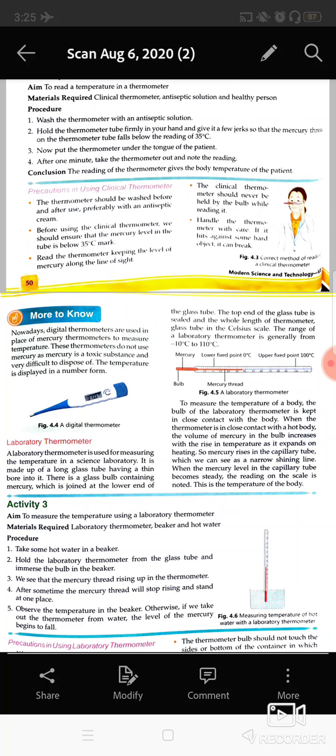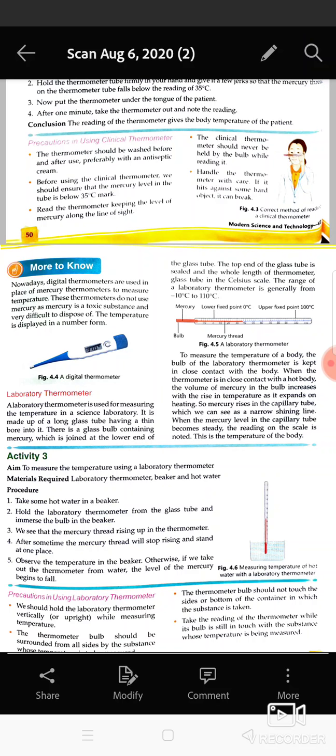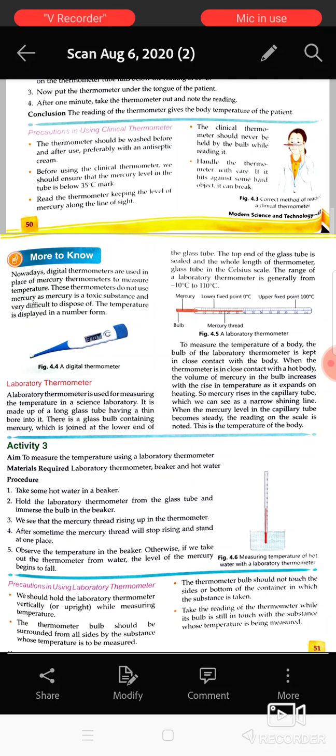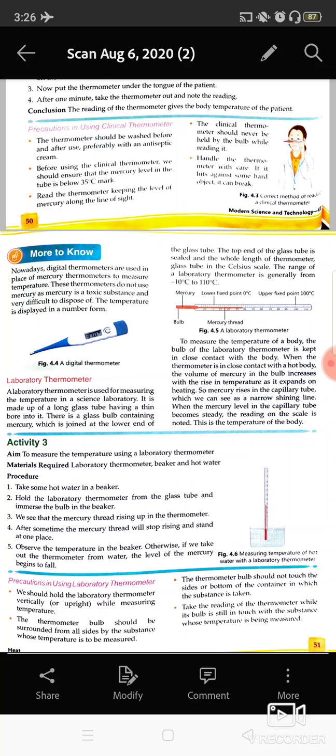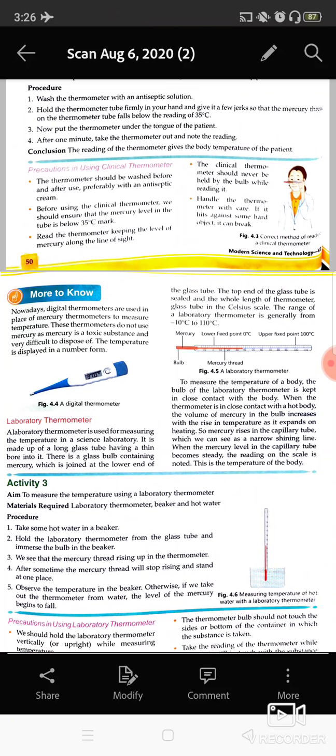So what precautions must you take if you are using a clinical thermometer? First of all, it should never be broken, because mercury is poisonous. Always use a jerking movement so that the temperature of the thermometer comes down to the normal mark, that is 35 degrees Celsius.